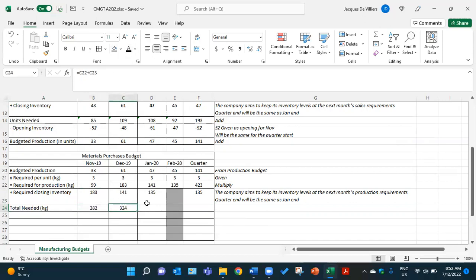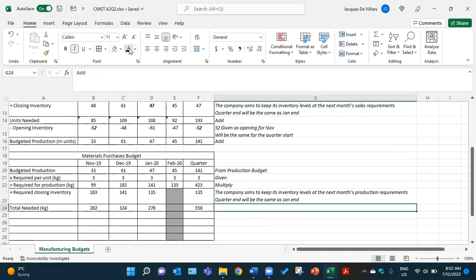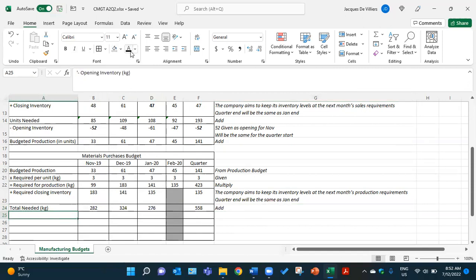So simply add that to get to a total. And for the quarter, we add everything. So there we simply add. But now we still have to subtract our opening inventory again. Same thing again. I used the negative numbers so that I could use the sum.